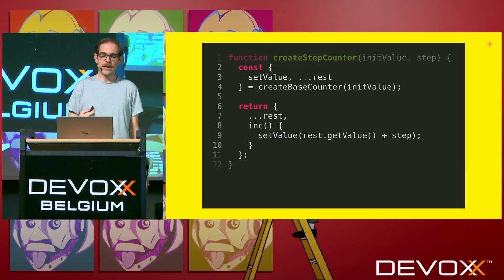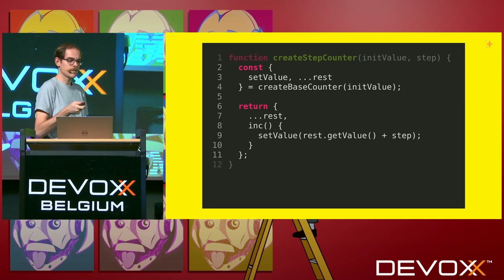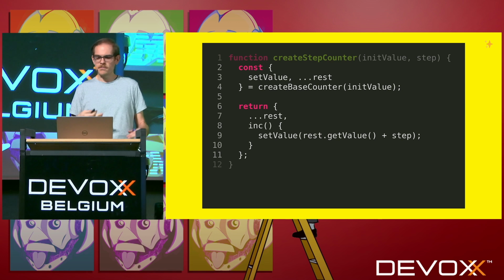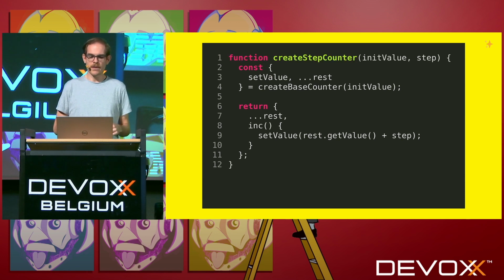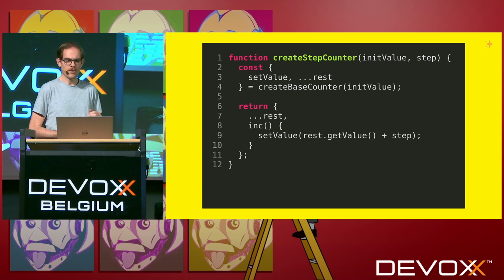And then we define a new increment method, and we use setValue. But we are just using it here. We are not exposing it. We are using it privately. So again, we've done something similar to what we were doing before.